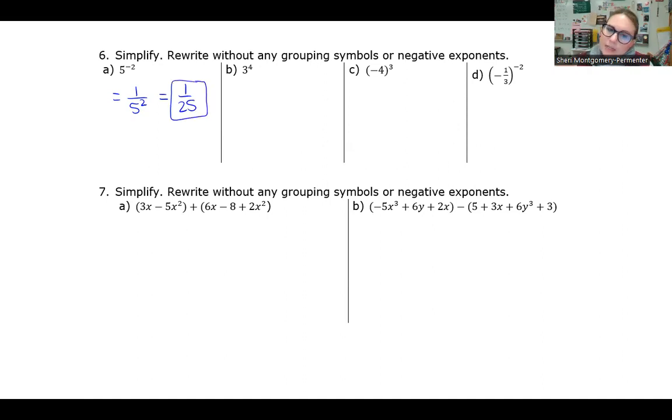For the next one, we might need a calculator. But it's the same thing as 3 times 3 times 3 times 3. And we can do these in groups. What's 3 times 3? So 3 times 3 is 9. What's 9 times 9? 81.